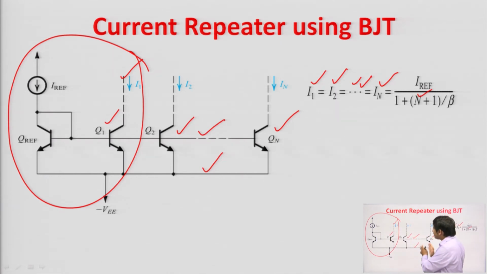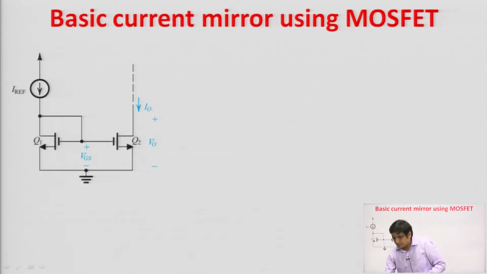So, this is called current repeater, because the current is repeating itself. Fine. Next is the basic current mirror using MOSFET. In the basic current mirror using MOSFET, just replace those two BJTs with MOSFET. So, the Q1 and Q2 are the MOSFET.